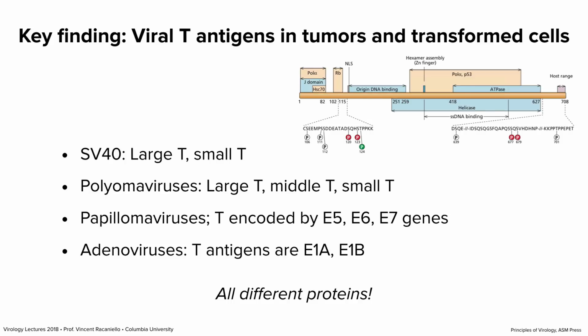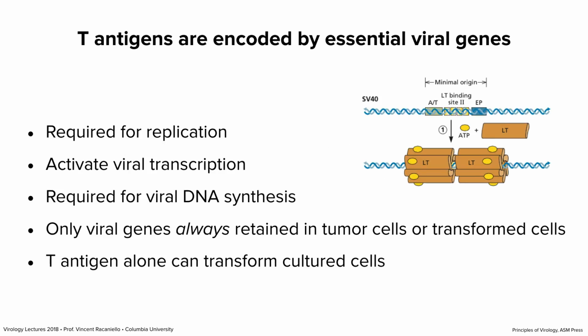What does it mean? Remember that T antigens are essential genes of these viruses. They're required for replication. They activate transcription. We need them for DNA synthesis. They bind the origin for SV40, for example, and melt it and attract the DNA synthetic apparatus. And again, they are the only viral genes that we find in these cells transformed by these three different kinds of viruses.